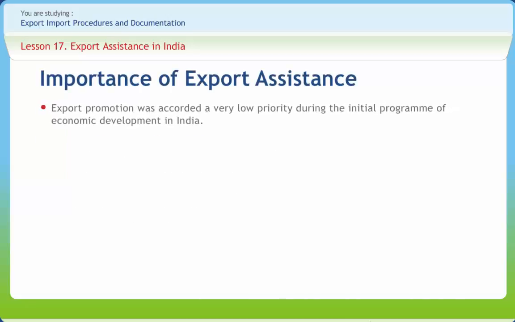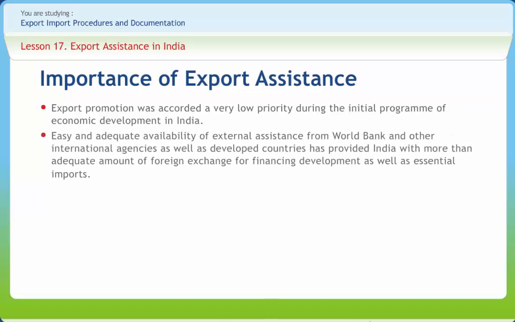Export promotion was accorded a very low priority during the initial program of economic development in India. During the 1950s and almost up to the mid-1960s, export promotion was not at all considered an essential element in India's economic development process. Easy and adequate availability of external assistance from the World Bank and other international agencies, as well as developed countries, provided India with more than adequate foreign exchange for financing development as well as essential imports. Because of the large size of the domestic market in India, import substitution rather than export promotion was considered a more useful strategy for India's economic development process.